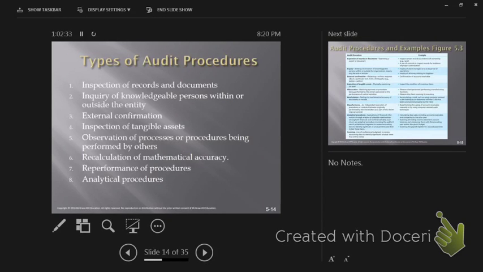All right, so the different types of audit procedures, we've actually kind of talked a little bit about some of these already as I got off on my tangent. The easiest one to talk about is inspection. You actually look at the documents that you're looking at. Inquiry is going and talking to people.